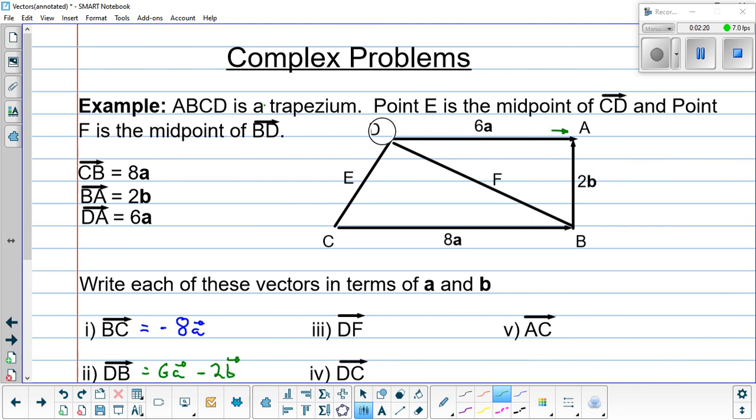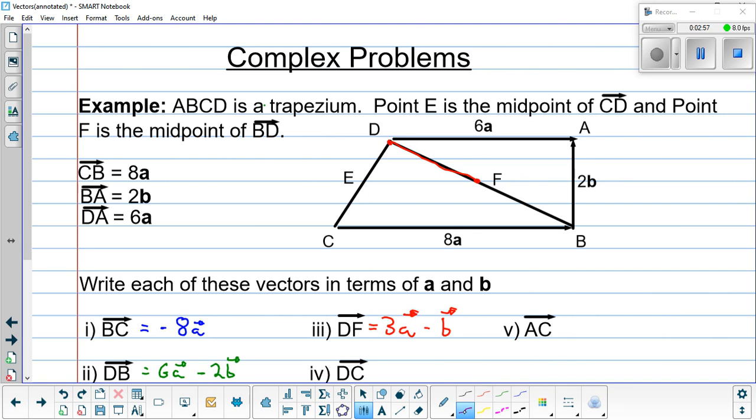Our next one we're going to do is DF. We're at here, and we want to make it to here. What are we told? Are we told anything special? Well, F is the midpoint of BD. So if DB was 6A minus 2B, DF is just half that. So we get 3A minus B, because midpoints are just half of the vector.